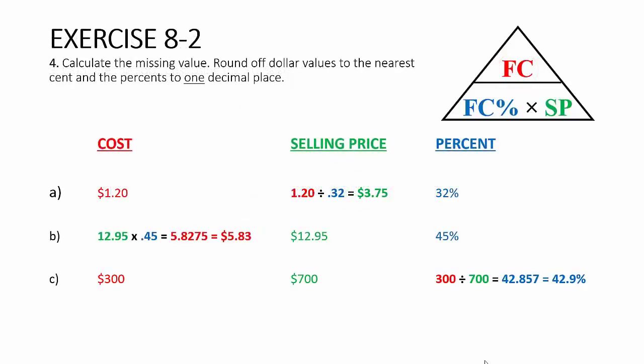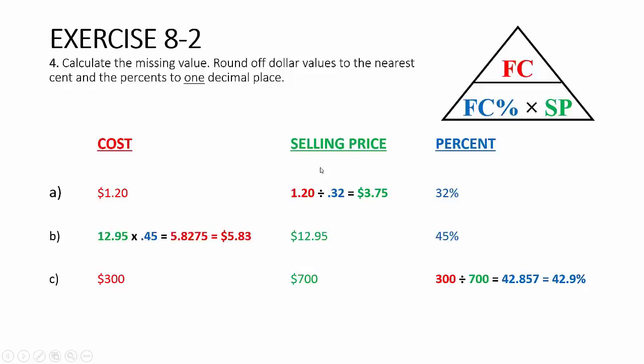This is a neat little table that shows you how to use this pyramid all three different ways. We have a list of costs, a list of selling prices, and a list of percents. If we have two of these values, we can easily calculate the missing third one. In A, we were given a cost of $1.20 and a food cost percent of 32%. They're on top of each other, so if we divide, we get the selling price. $1.20 in cost divided by a 32% food cost percent means our selling price should be $3.75.